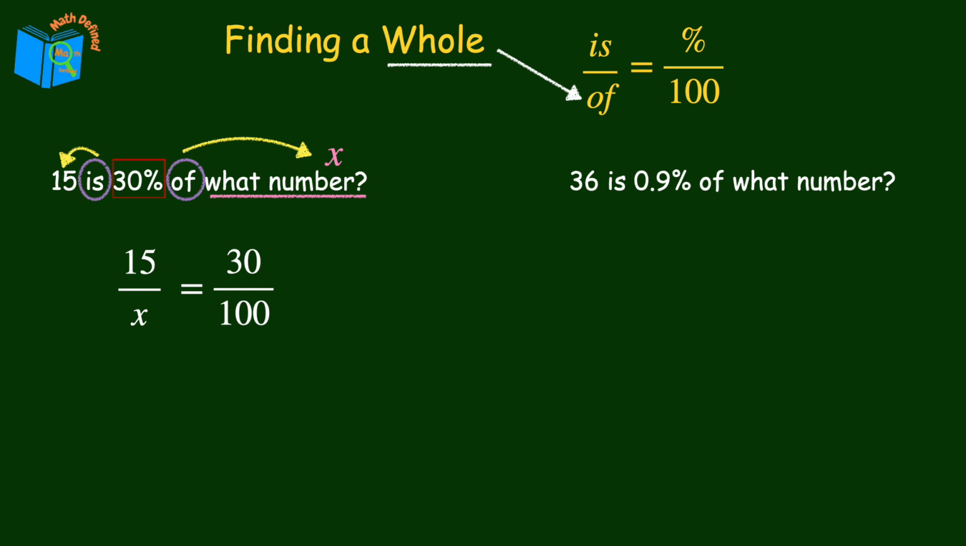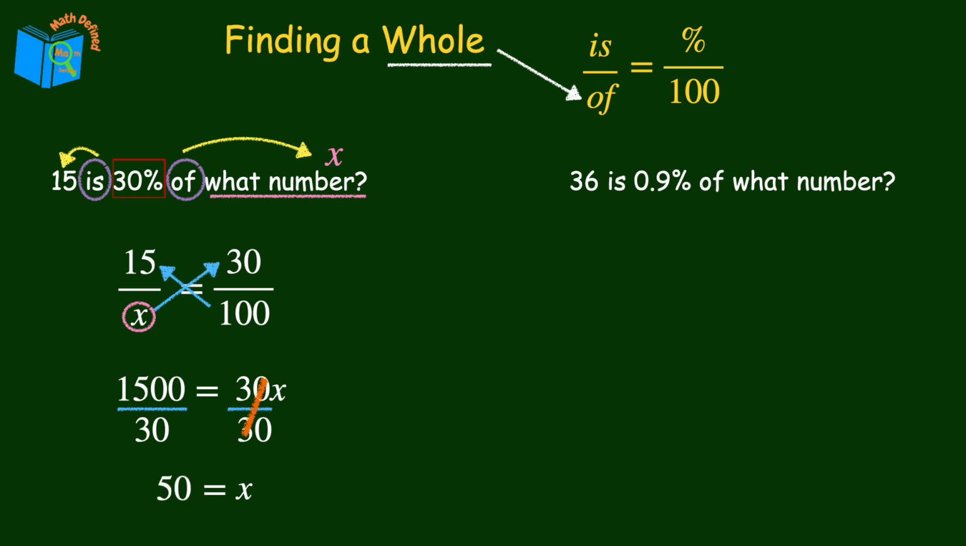We'll use cross multiplication to solve for x. 100 times 15 is 1500, and x times 30 is 30x. To solve for x, we'll divide each side by 30. The 30s cancel each other out, leaving x equals, and 1500 divided by 30 is 50. So 15 is 30% of 50.